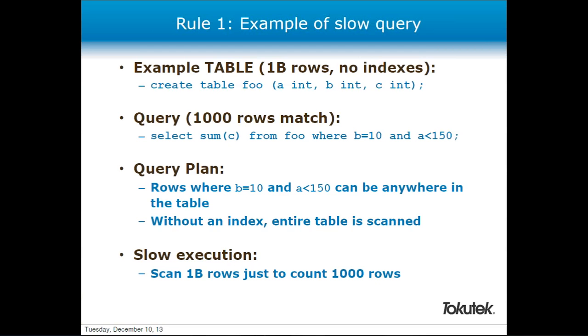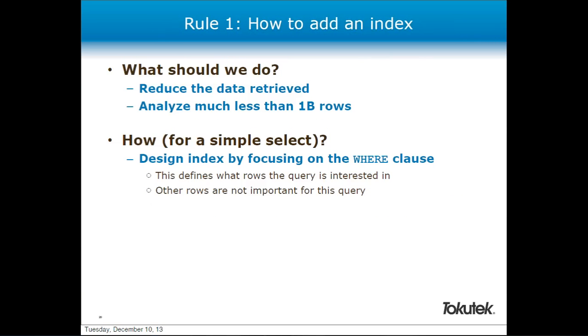We don't have any indexes, so the rows that match this query can be anywhere in the table. And if you don't have an index, you have no way of finding them, so you need to scan the entire table. And this is a very slow execution pattern. You have processed 1 billion rows just to process 1,000 rows. And that's incredibly inefficient. So what do you want to do? What you want to do is reduce the amount of data retrieved. You don't want to be processing 1 billion rows.